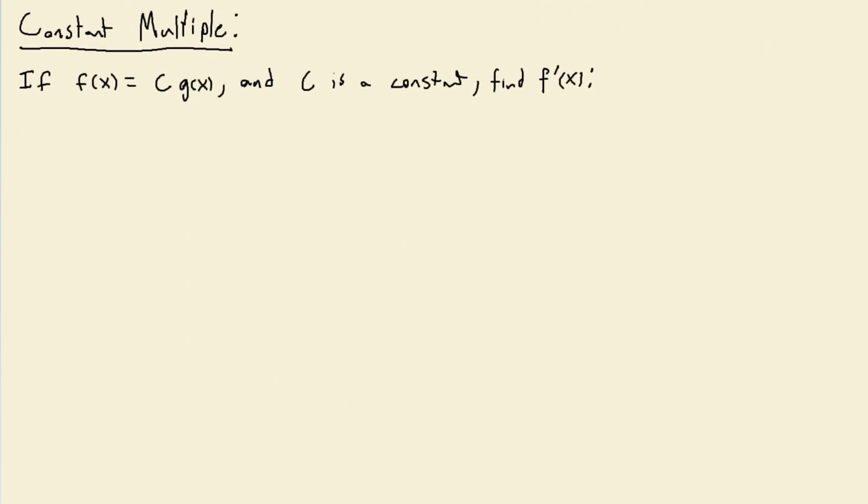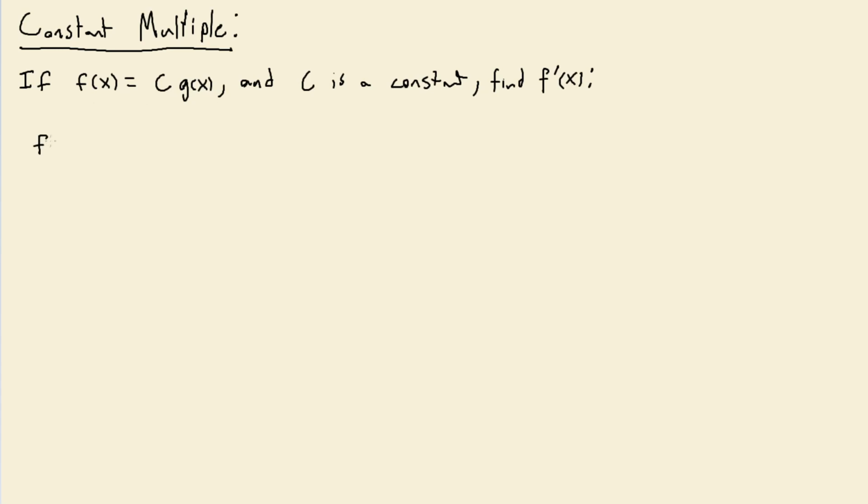The other property that's going to be useful for us is going to be the constant multiple law. So if f of x is equal to c times g of x, and c is just some constant, can we find f prime of x, or the derivative of f of x with respect to x? And so let's see if we can work this out.